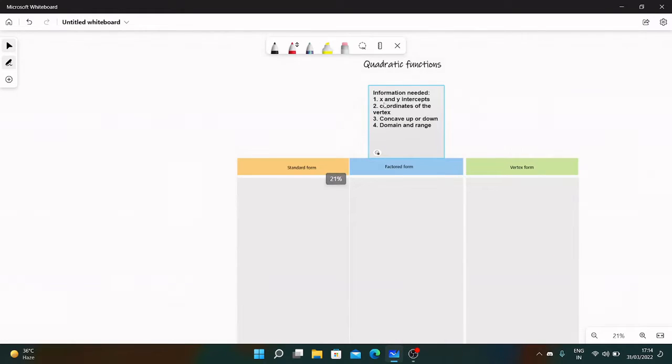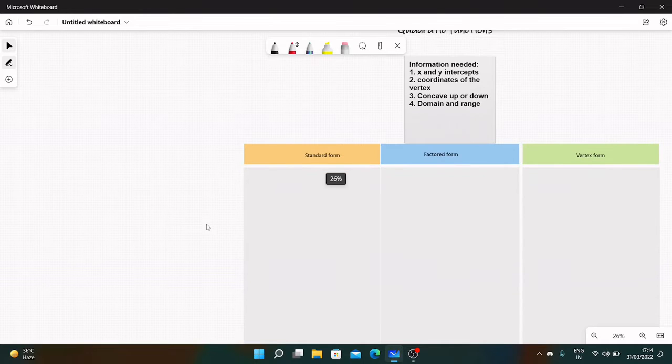Those are x and y intercepts, coordinates of the vertex, if the parabola is concave up or down, and domain and range. These are the three different forms a quadratic function can be presented in: the standard form, the factored form, and the vertex form. To find these four pieces of information, different methods need to be used in the different forms. So we'll be looking at that in this video.